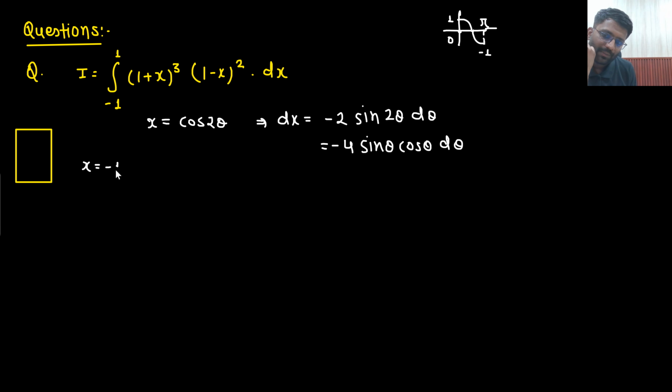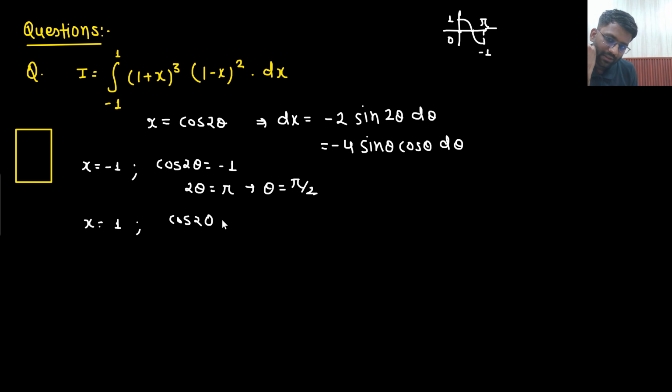If x equals minus 1, then cos 2 theta would be equal to minus 1. That means 2 theta would be equal to pi. That means theta would be equal to pi by 2. And if x is equal to plus 1, then cos 2 theta would be equal to plus 1. That means 2 theta would be equal to 0. That means theta would be equal to 0.